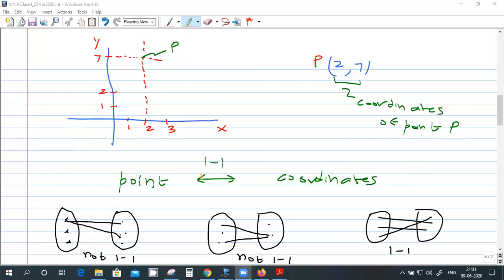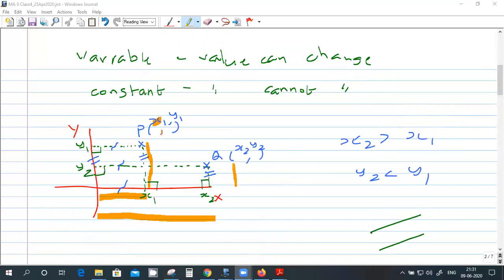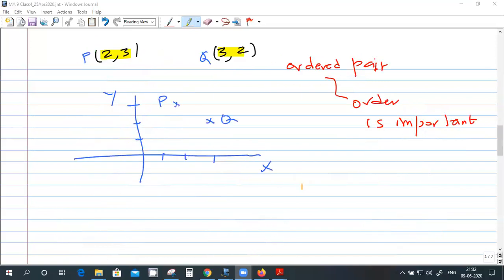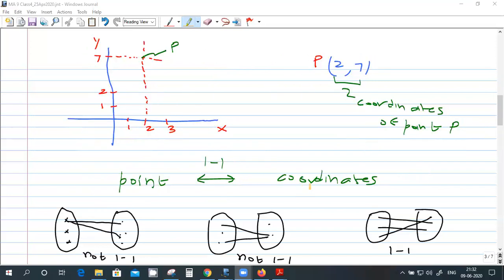So there is a one-to-one relationship between the point and the coordinates. This is called the coordinates, right? X comma y. So there is a one-to-one correspondence between the point and the coordinates. If the point is fixed, the coordinates are fixed. If the coordinates are fixed, the point is fixed.